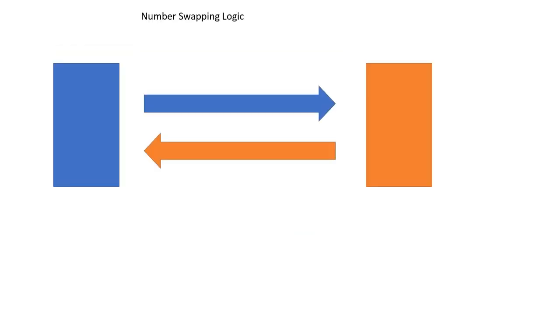Let us consider a scenario to understand the swapping logic more clearly. Consider a scenario where we have two shapes. As you can see over your screens, there are two rectangular shapes. One is in blue color on the left hand side, and one is in orange color on the right hand side. What we want is the left hand side block in orange color and the right hand side block in blue color.